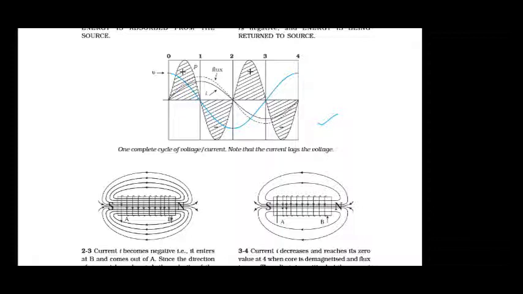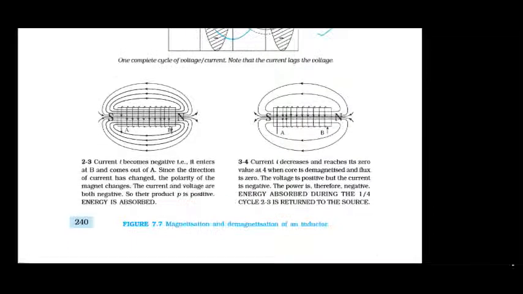Now the next concept. Here, current I becomes negative, it enters at B and comes out of A. Since the direction of the current is changed, the polarity of the magnet changes. The current and voltage are both negative, so their product P is positive. Energy is absorbed in this case.